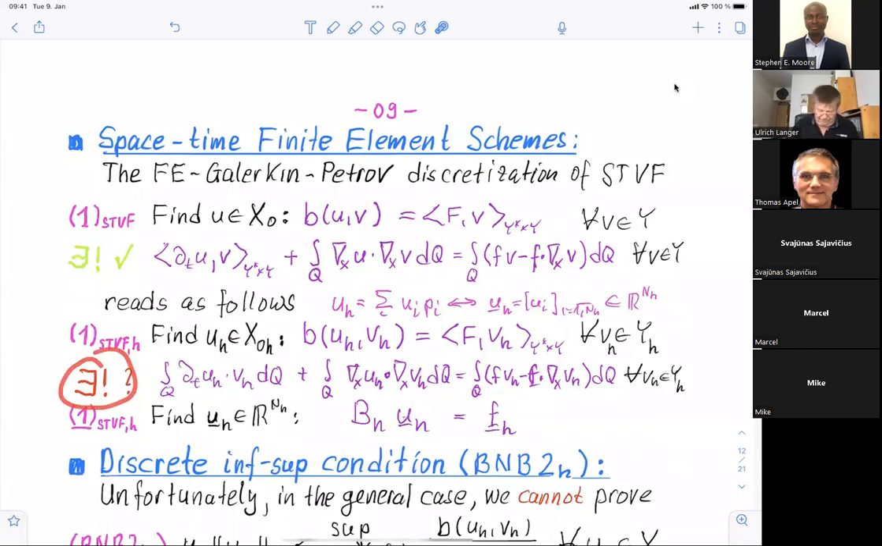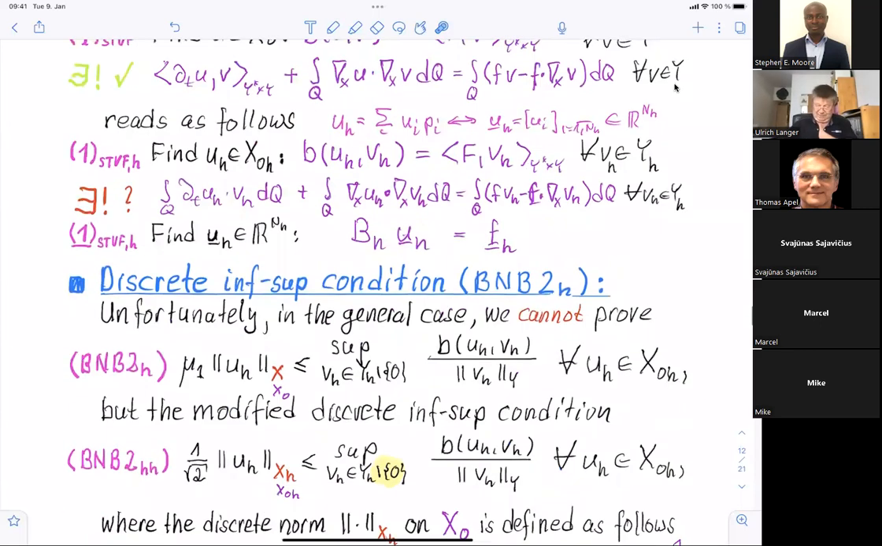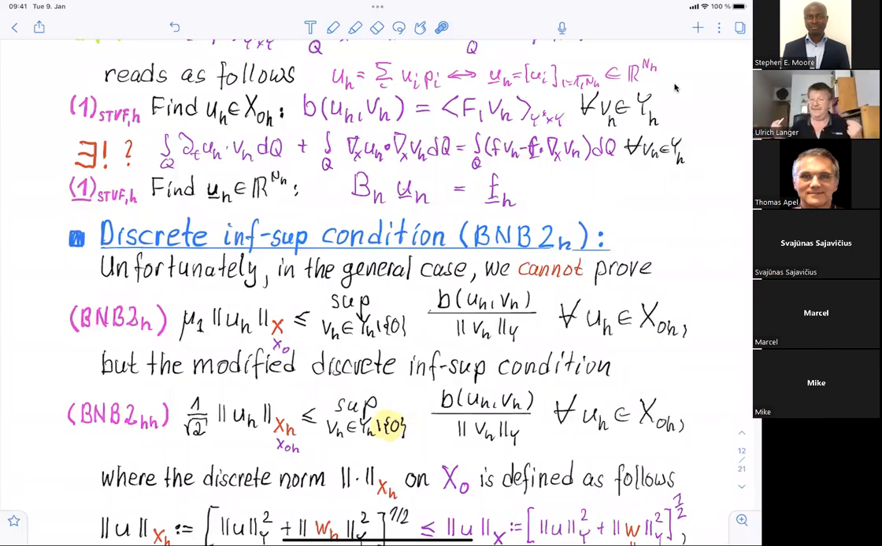Okay, you can generate with this bilinear form your stiffness matrix and your right-hand side, and solve the system. If it's solvable, fine, and then you have a solution. You solve one system always, but a huge one. So for existence and uniqueness, we need the discrete inf-sup condition, which will of course not follow from the inf-sup condition in the infinite dimensional setting.